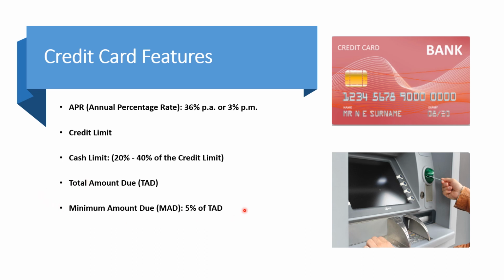That amount is called the minimum amount due. In India, it's typically 5% of the total amount due. So if your bill is 1 lakh, then your minimum amount due would be 5,000. This minimum amount due percentage varies from country to country. In some countries, it could be higher. In some countries, it could be lower.